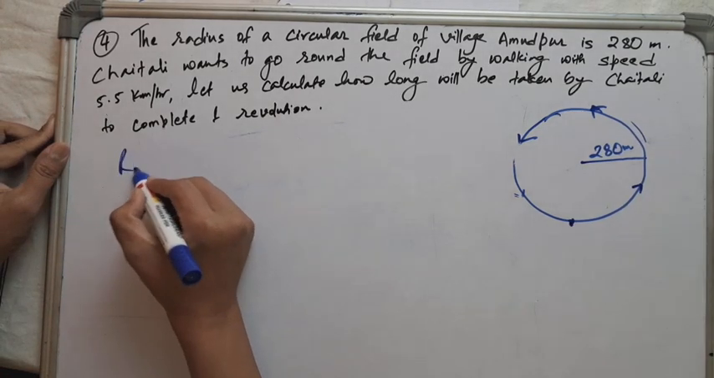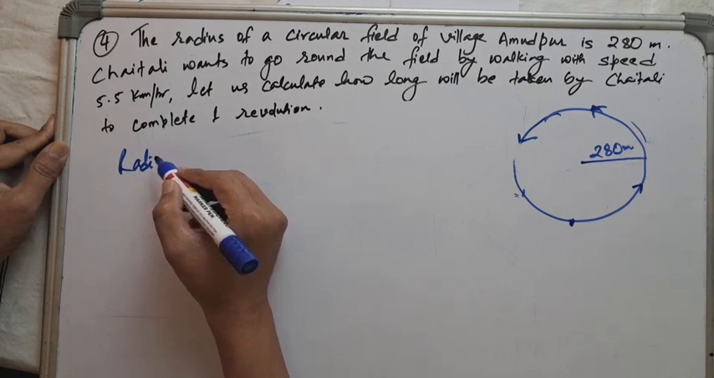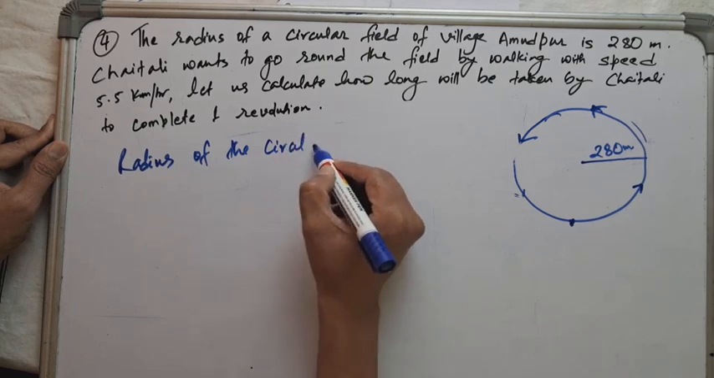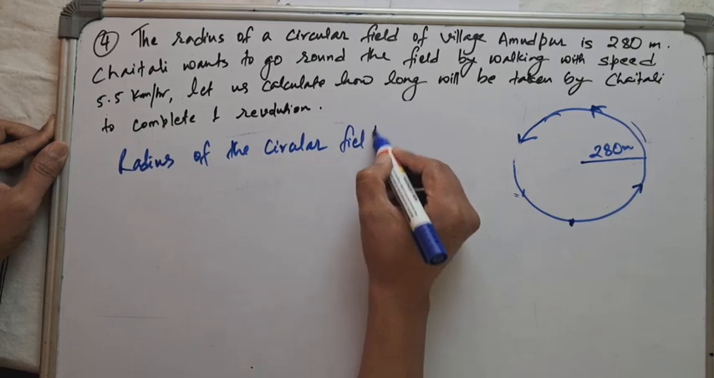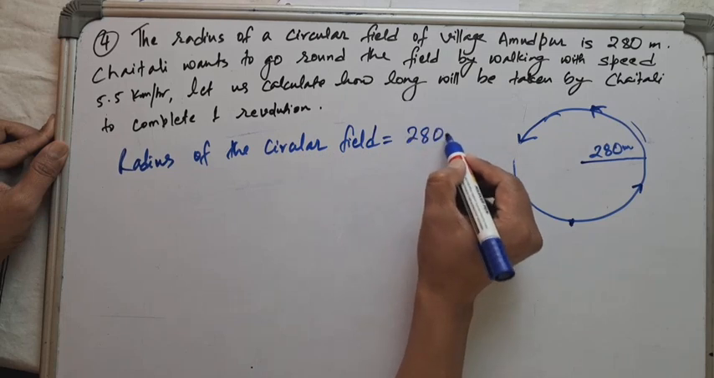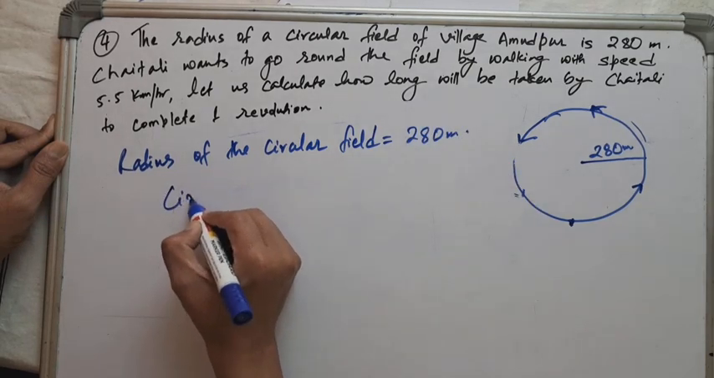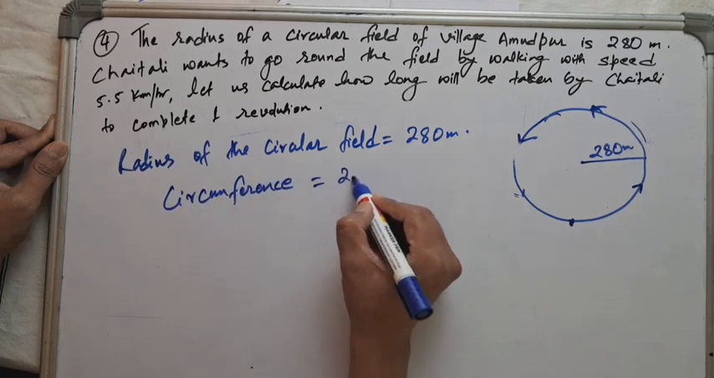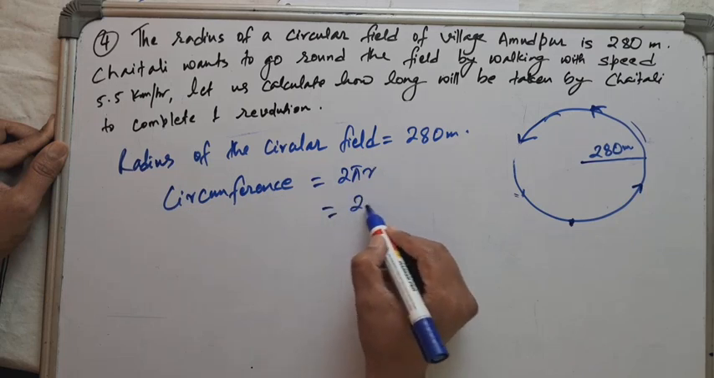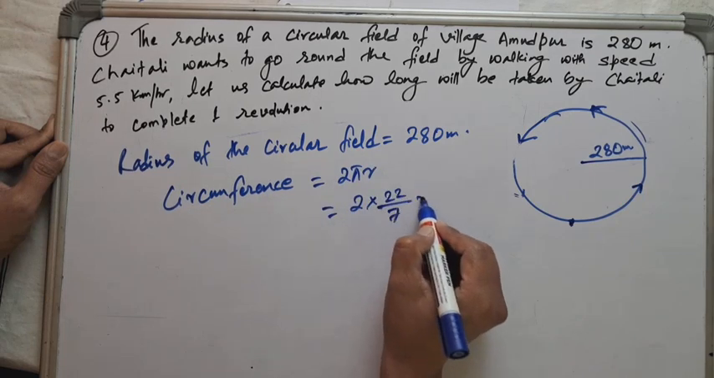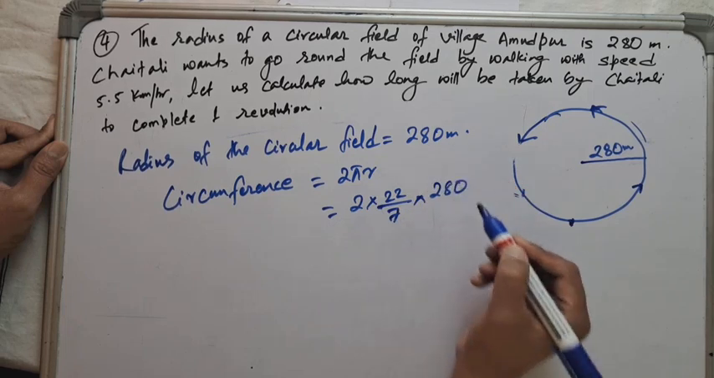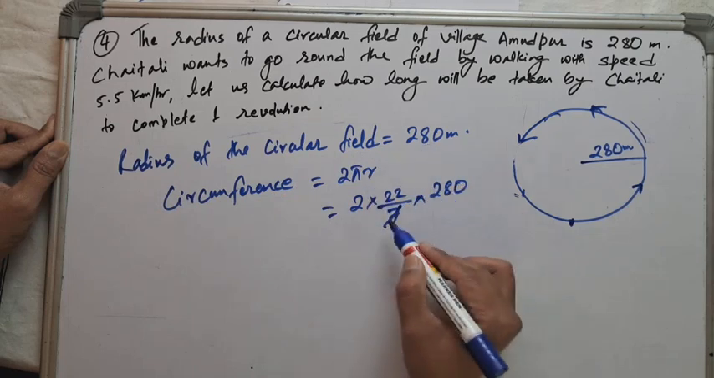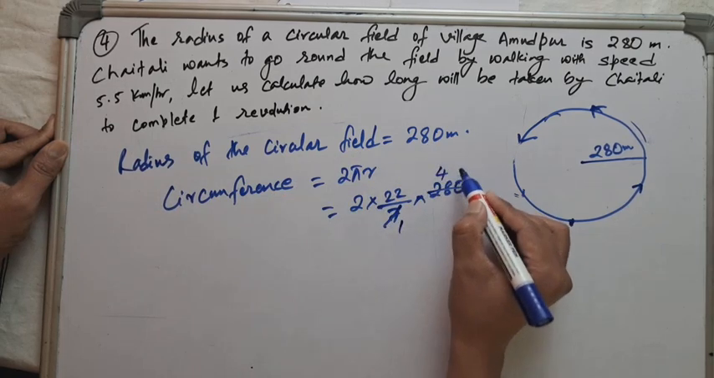So the radius of the circular field is given to us as 280 meter, isn't it? Which means circumference equals 2 pi r. So 2 into 22 upon 7 into r, where r is 280. 7 1s are 7, 7 4s are 28, 7 0s are 0.